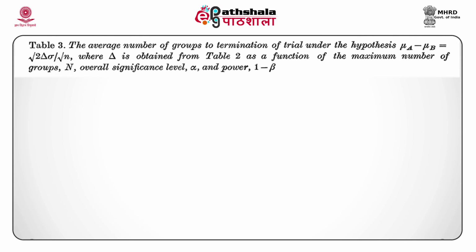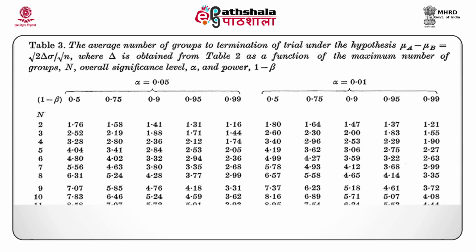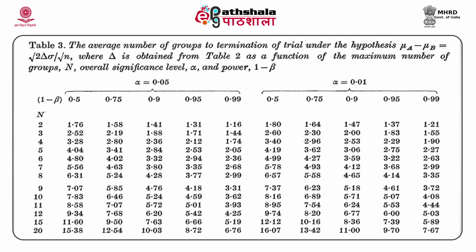In Table 3, we look at the average number of groups to termination of a trial under the hypothesis mu A minus mu B equal to root 2 delta sigma by root n, where delta is obtained from the previous table as a function of the maximum number of groups N, the overall significance level alpha and power 1 minus beta. Note that the average number of patients per treatment under the alternative hypothesis delta equal to 0.5 sigma falls from 84 for the fixed design to about 56 for a 20-group design.